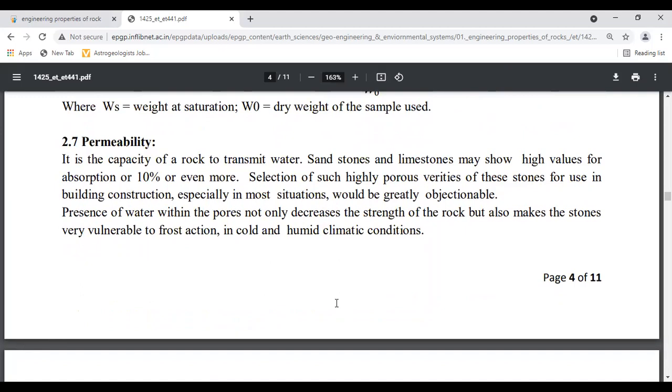Sandstones and limestones may show high values for absorption of 10% or even more. Selection of such highly porous varieties of these stones for use in building construction, especially in most situations, would be greatly objectionable. Presence of water within the pores not only decreases the strength of the rock, but also makes the stones very vulnerable to frost action in cold and humid climate conditions.